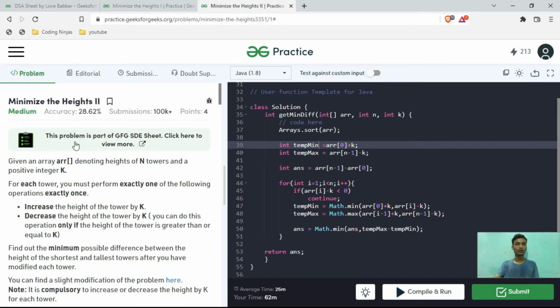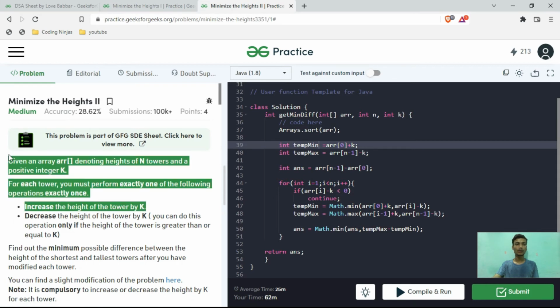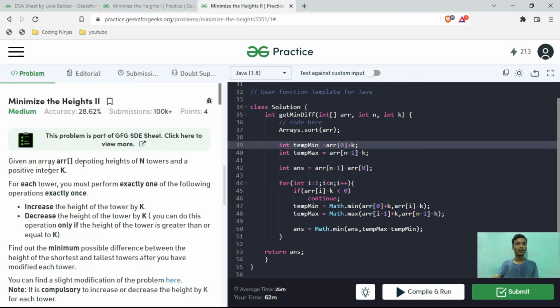And this problem is also in the GFG SDE sheet. So let's read this problem statement. Here we are given an array denoting the height of n towers and an integer k. For each tower we must perform exactly one of the following operations exactly once. We can increase the height of the tower by k or decrease the height of the tower by k, only if the height of the tower is greater than or equal to k.